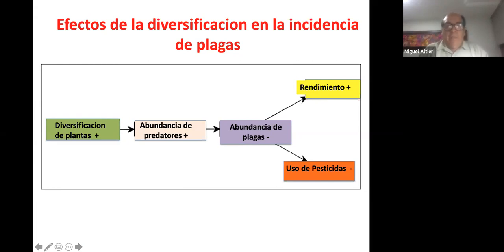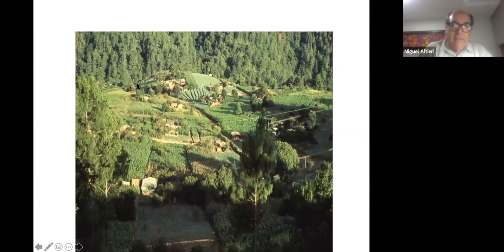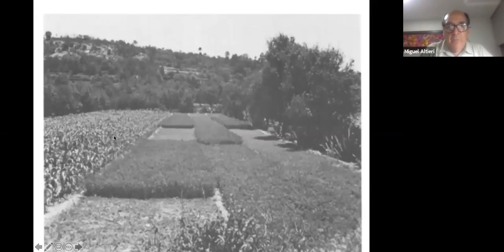So the ideal design in agroecology is a design where you have farms that are surrounded by a complex landscape matrix. And this is an example, for example, in Mexico, the small farmers usually plant corn and beans with alfalfa in a rotation. And they also plant some trees among the wild trees. They plant fruit trees and other plants that provide services for the farmers.